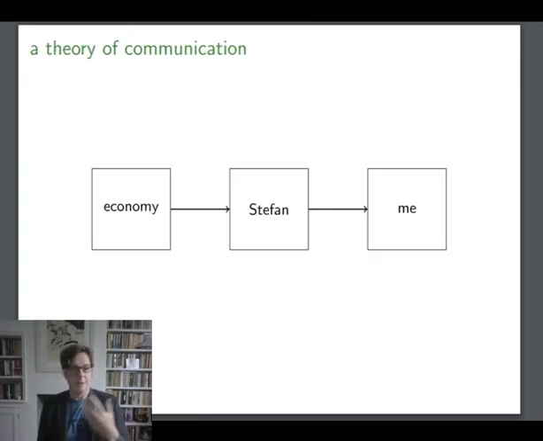So again, here we go. We have the economy, the intrinsic state of the economy, the future of the economy. You have me, you have Stefan in between, and this is a poor communication channel because Stefan always says the same thing.